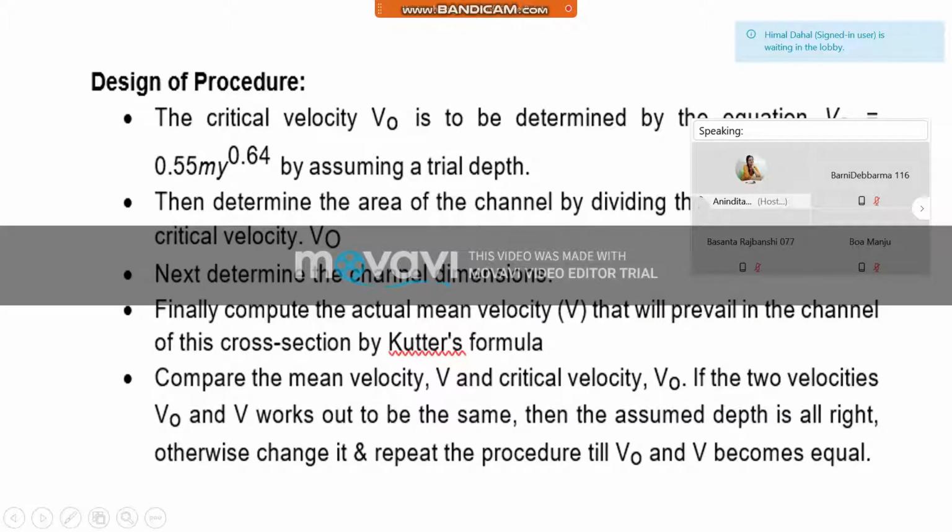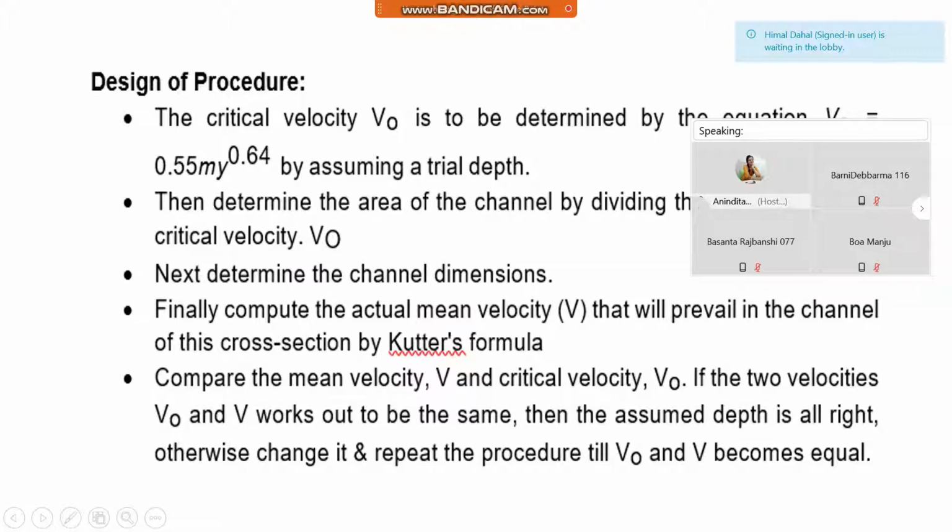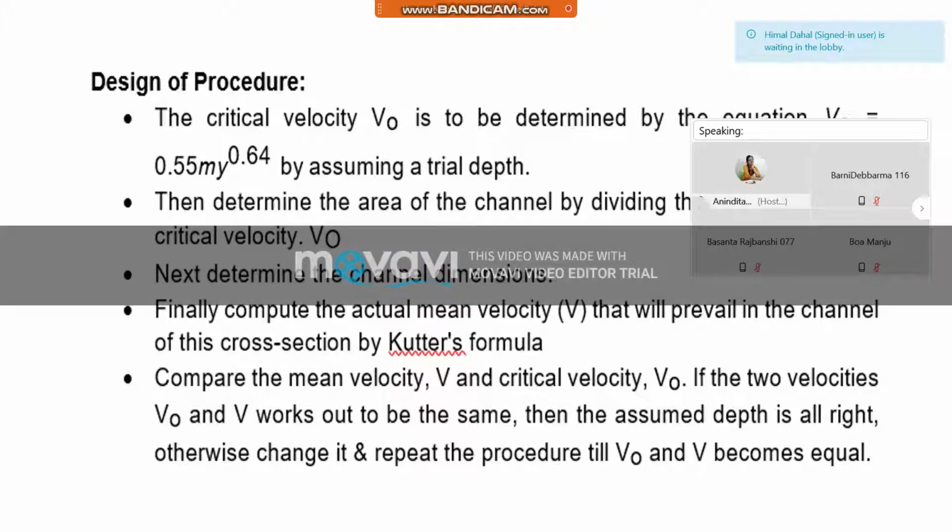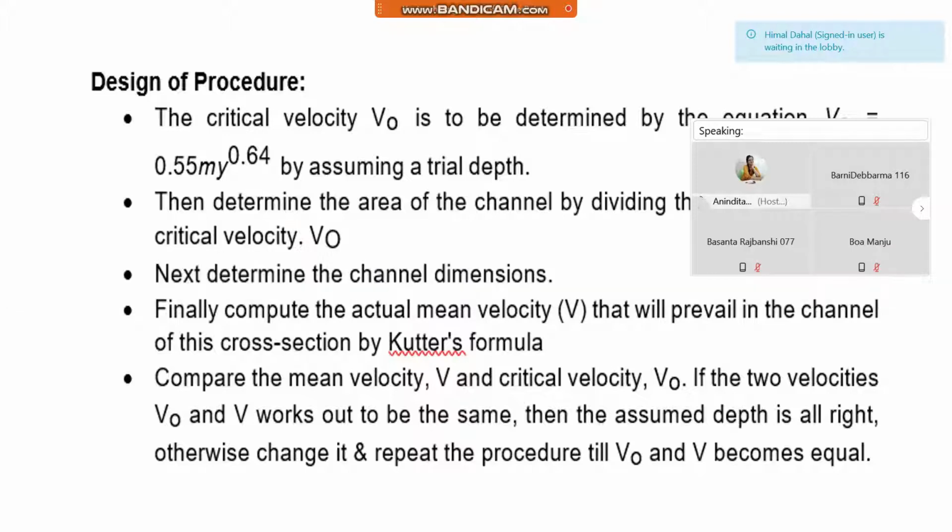This is the design procedure for Kennedy's theory. The critical velocity V0 is to be determined by the equation V0 = 0.55 m Y^0.64 by assuming a trial depth. Then determine the area of the channel by dividing the discharge by the critical velocity V0. Next, we have to determine the channel dimensions and finally compute the actual mean velocity, which is capital V, that will prevail in the channel of this cross section by Kutter's formula.